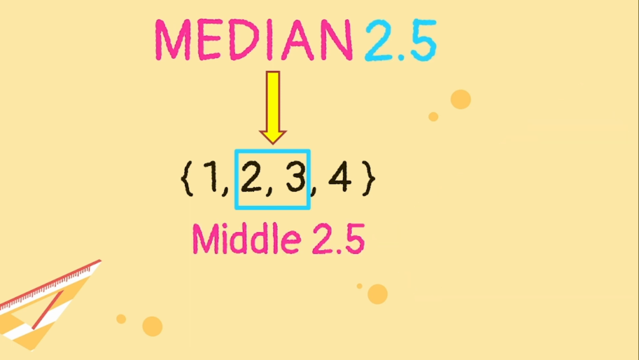Even though the number 2.5 isn't actually a member of the dataset, it's the median because it represents the middle of the dataset. So now you know about the median and the difference between the median and mean.